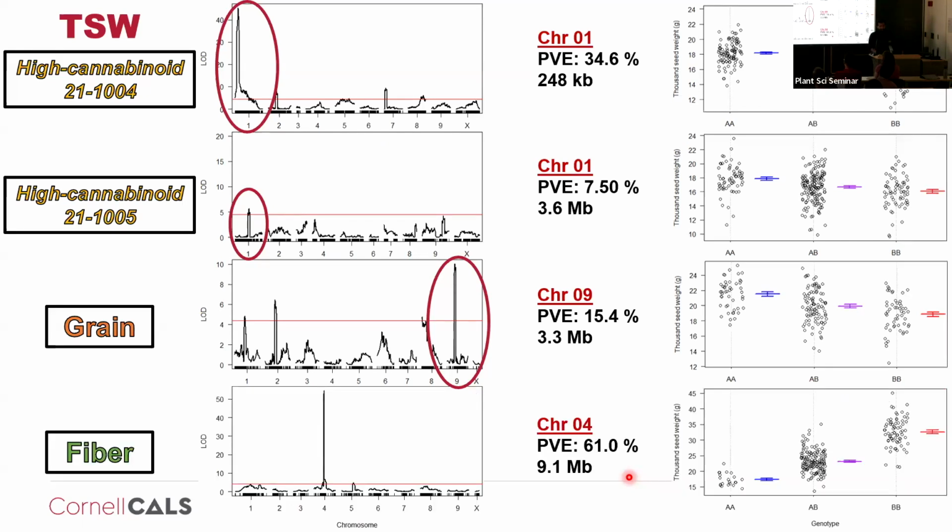And in the fiber, interestingly, we only find 2 QTL, but a massive peak in chromosome 4 that explains over 60% of the variance in our population. Unfortunately, the region is quite large, 9.1 megabases. And here, the effect of the B allele over the A allele is additive.